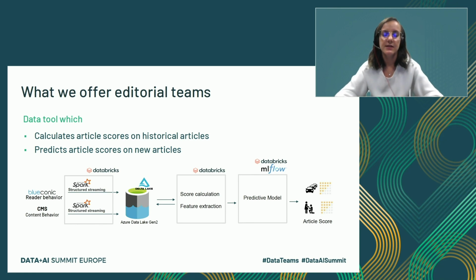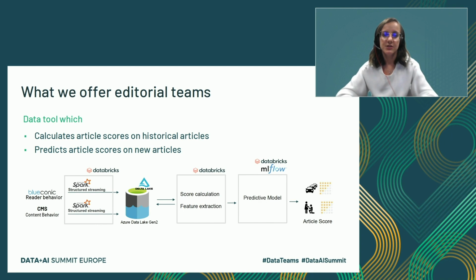Because this data is coming in a streaming mode, we are using Spark structured streaming on the Databricks platform to ingest this data and then put it into the different layers of our data lake. So we go through the flow of having a bronze, a silver, and a gold layer, where the silver and the gold are of Delta Lake format.